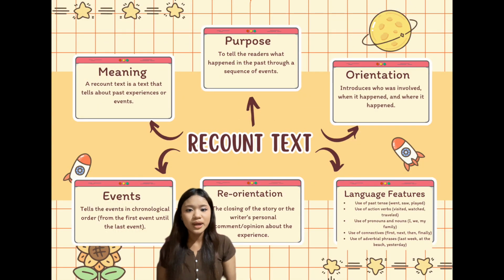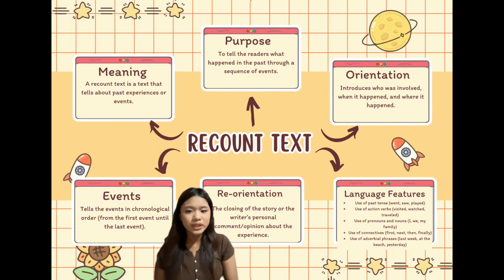As we can see in the mind map, recount text is a text that tells about past experiences or events. The purpose of recount text is to tell the readers what happened in the past through a sequence of events. Recount text has three generic structures.